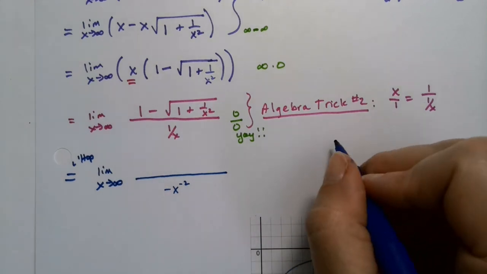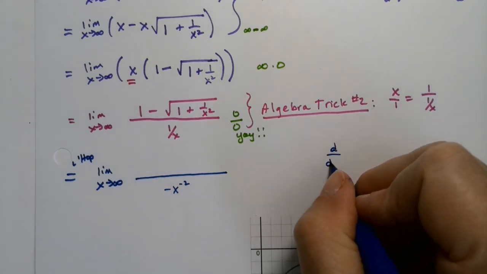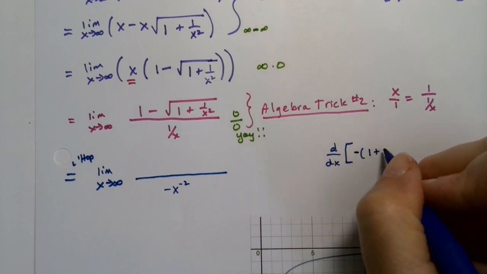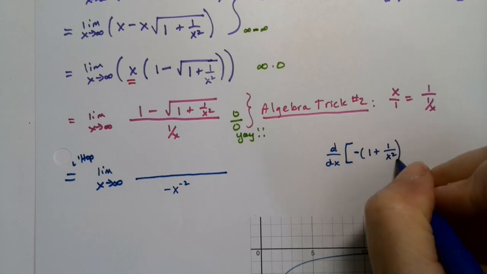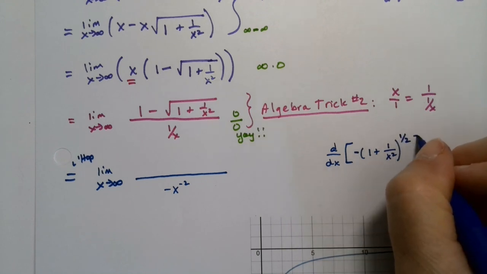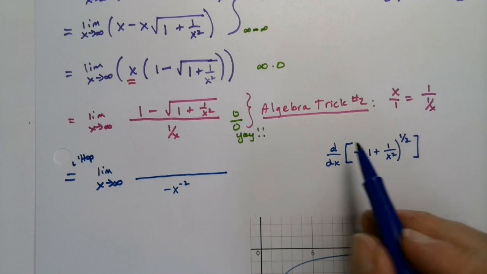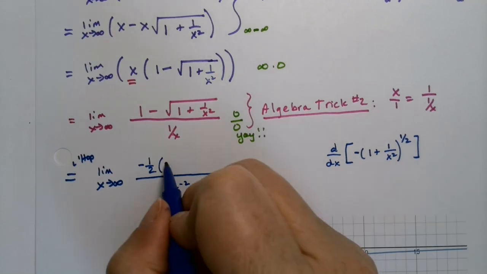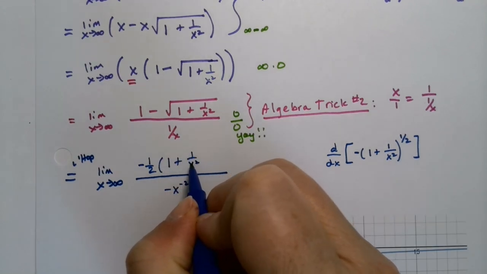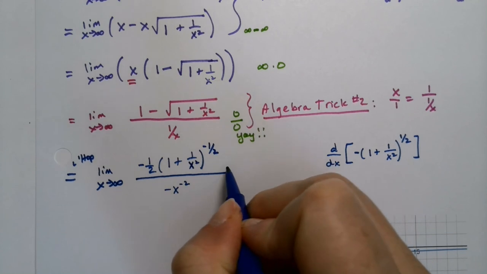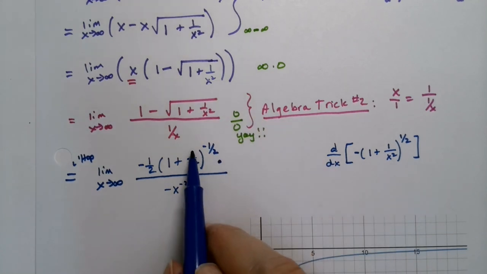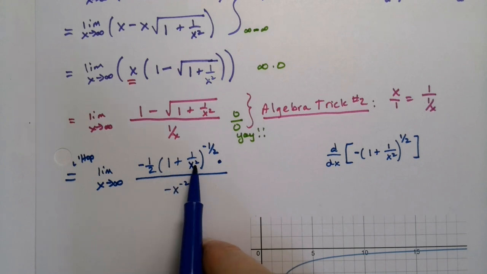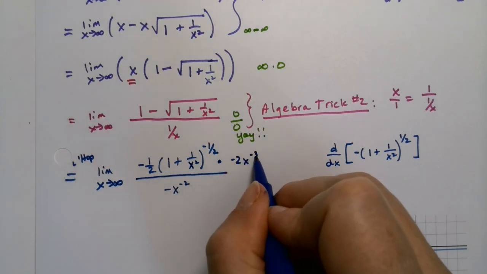The derivative of 1 is 0, no problem. Remember that what you're doing is you're taking the derivative with respect to x of negative 1 plus 1 plus 1 over x squared to the 1/2, like that. So you'd bring the half down, right, because that's a square root. Square root is a 1/2 power. So it'd be negative 1/2, and then leave the stuff inside, 1 plus 1 over x squared to the negative 1/2 times that by, and now take the derivative of the inside. Well, the derivative of 1 is 0, so that's out. And then this is x to the negative 2, so that'd be negative 2x to the negative 3.